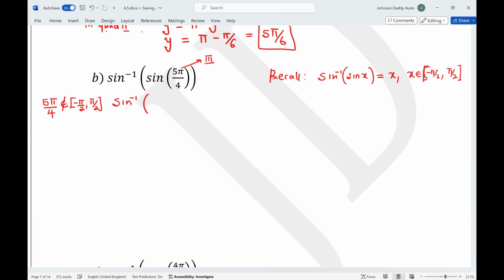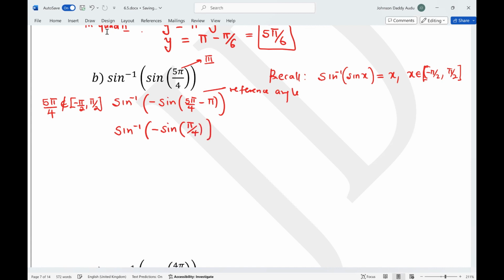In the third quadrant, sine is negative, so you have minus sine. And this will be 5 pi over 4 minus pi. So this is the reference angle. And this will become sine inverse of minus sine, and this will just be pi over 4, right?